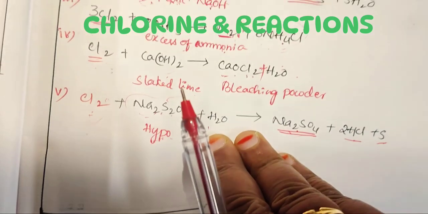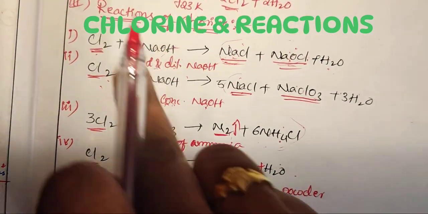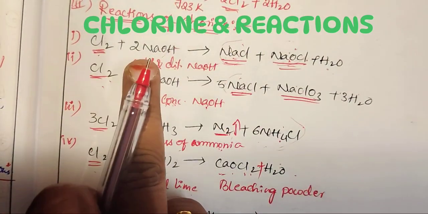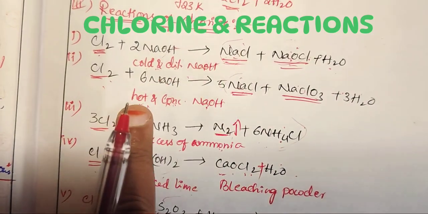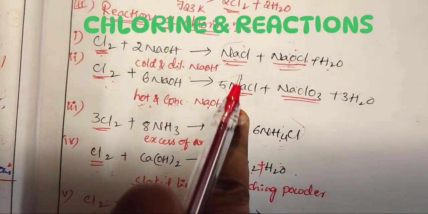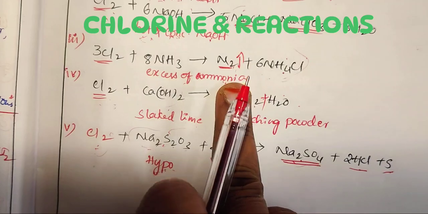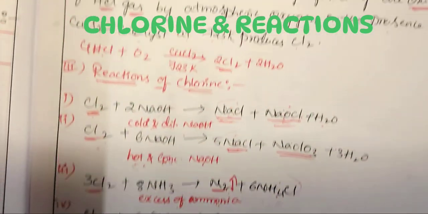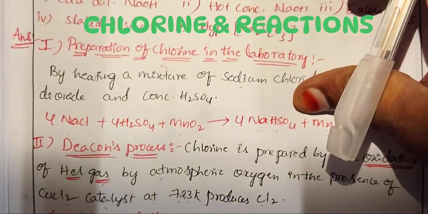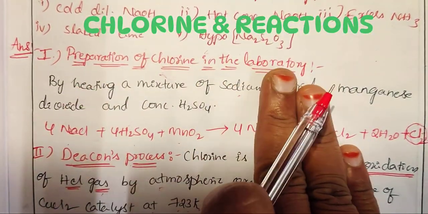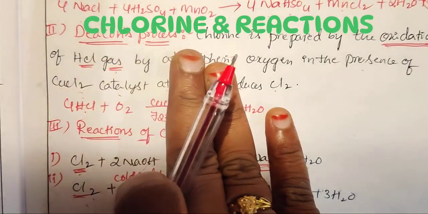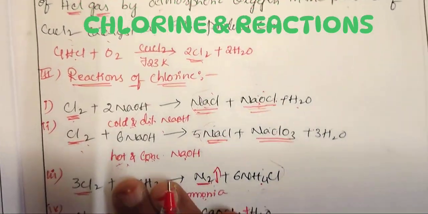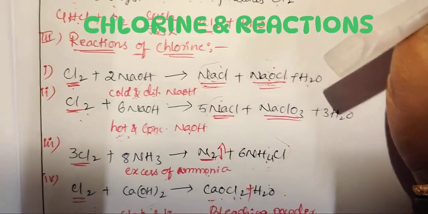So these are the reactions undergone by chlorine: reaction with cold dilute NaOH, with hot concentrated NaOH, with excess ammonia, with slaked lime and with hypo. So this is very important. We saw in this session the preparation of chlorine in the laboratory process, in Deacon's process, and the reactions undergone by chlorine. So I think you understand this concept.